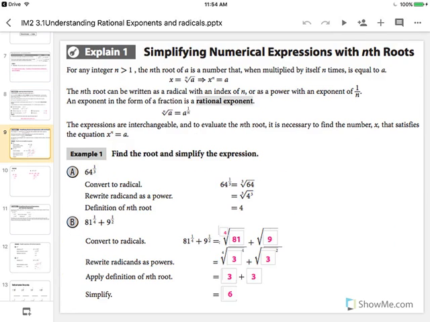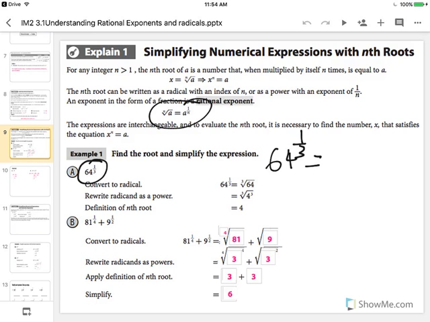Okay, and for any index, we have this: the nth root of a can be written as a to the power of 1 over n. So let's try this example. We have 64 to the power of 1/3.